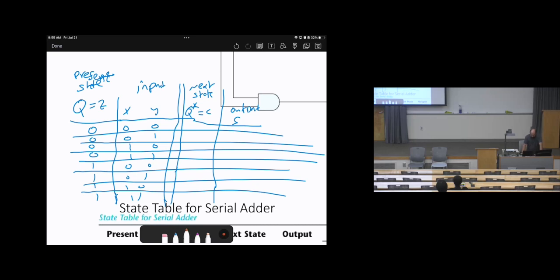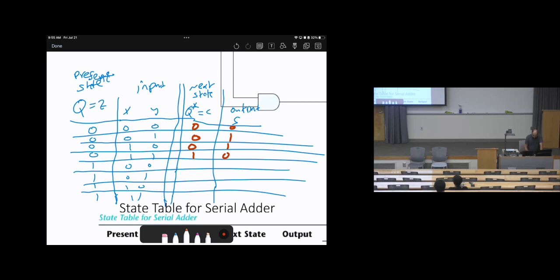Now, how do we find the next states and the outputs? We know it is adders, so there is sum and carry. So 0 plus 0 plus 0, sum is 0, carry is 0, right? 0 plus 0 plus 1, sum is 1, carry is 0. 0 plus 1 plus 0, sum is 1, carry is 0. 0 plus 1 plus 1, 1 plus 1 is 10, which makes the sum 0, the carry bit 1.